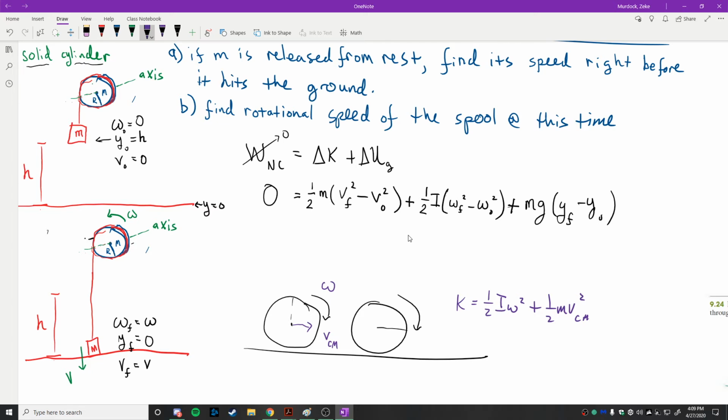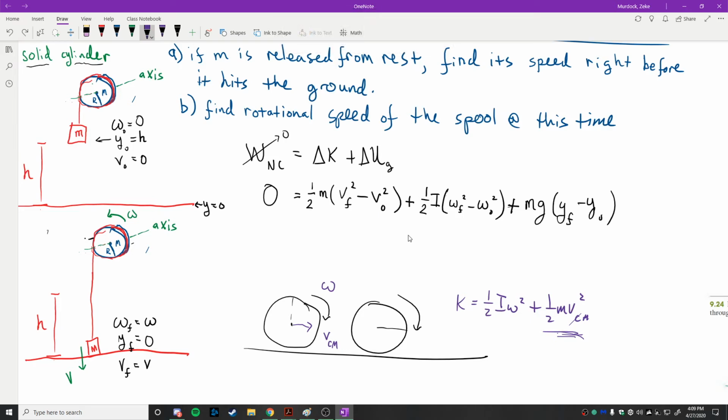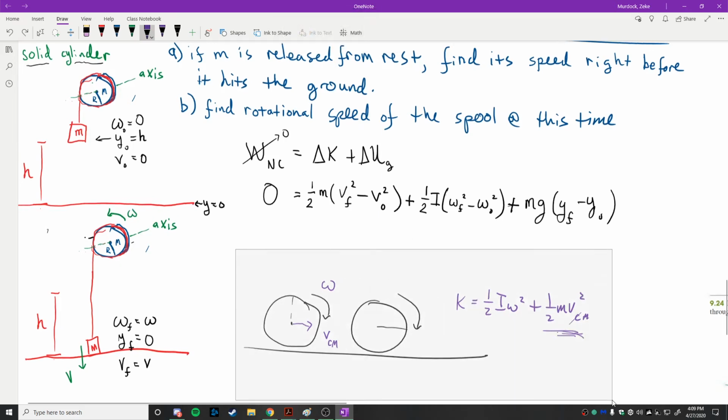Now, for the objects in our system, the cylinder is just mounted on some axis, so it just spins. It doesn't have this part. V center of mass doesn't change. It's just 0. Does that make sense? Specifically for the pulley. For the hanging mass, it's not rotating, so you only have this term. Let me erase all these things. Does that make sense to you guys? We're going to do problems like this tomorrow, or next time.